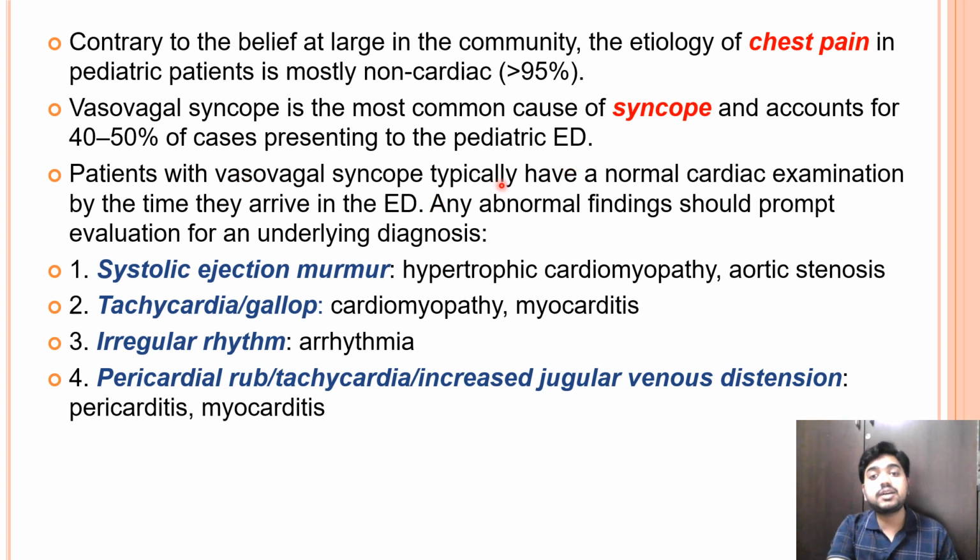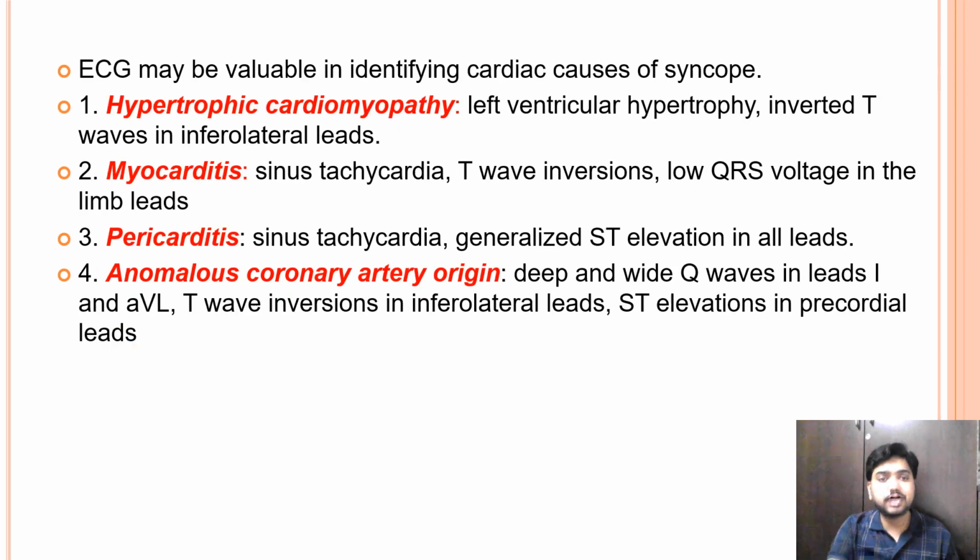Patients with vasovagal syncope typically have a normal cardiac examination. No murmur is heard. You do ECG, X-ray, echo, everything is normal. Any abnormal finding should prompt you to look for an underlying diagnosis. If there is a systolic ejection murmur, always think of hypertrophic cardiomyopathy or aortic stenosis. If there is a gallop rhythm, think of myocarditis. If the rhythm is irregular, get a 12-lead ECG and check the rhythm. If you hear pericardial rubs or a high JVP, think of pericarditis, cardiac tamponade or myocarditis.